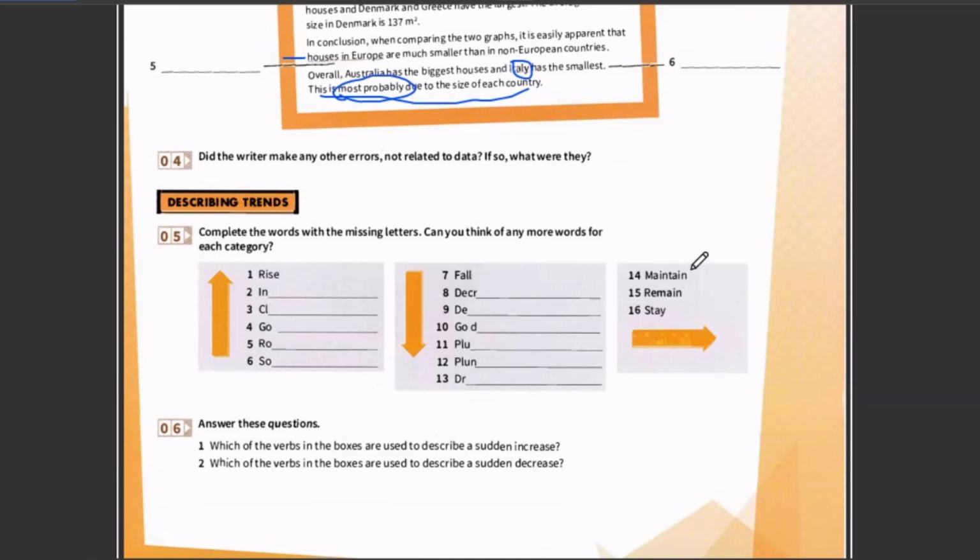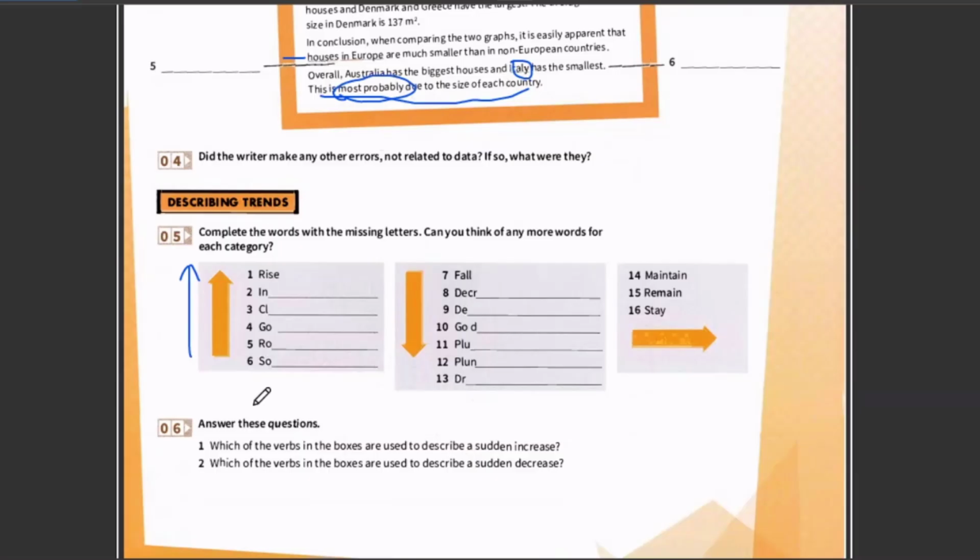The third one has been done for us. And in the first column, we can see there is an arrow that is going up, right? So whenever in a graph the trend is going upwards or it's rising, there are certain words that we use in order to explain that, to describe that. So number one example has been given for us, that is rise.